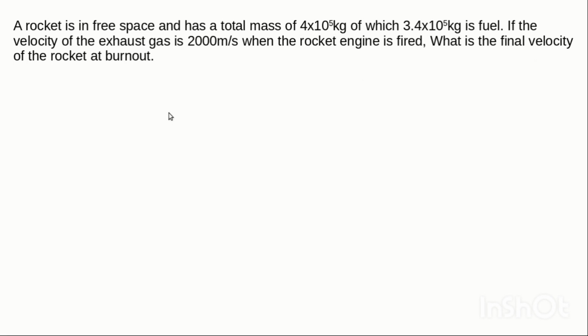So we recall that this formula will be used. So we're asked to look for this. Initially, it's stationary, or just the initial velocity is not given. So we assume that it's stationary. So it's 0. We already know the exhaust velocity, which is 2,000. We know the initial mass, which is this, of which this is fuel. So what we notice is that the MF, the final mass, will be this minus this to give us MF.